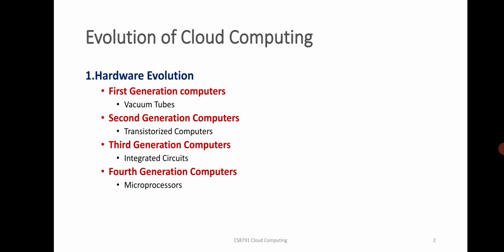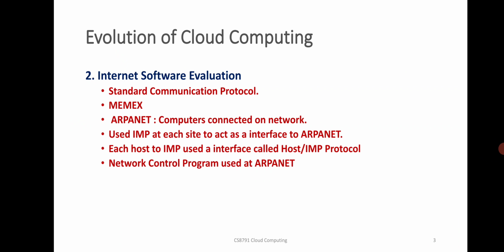In this video, we are going to see about evolution of cloud computing. So first let's see about hardware evolution. In hardware evolution, there are 4 generations of computers: first generation, second generation, third generation and fourth generation. First generation computers are vacuum tube computers. Second generation computers are transistorized computers. Third generation computers are integrated circuit computers. Fourth generation computers are microprocessor computers.